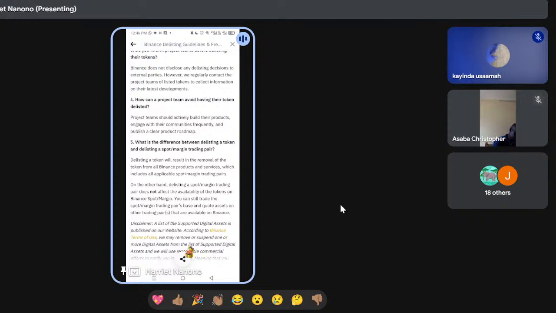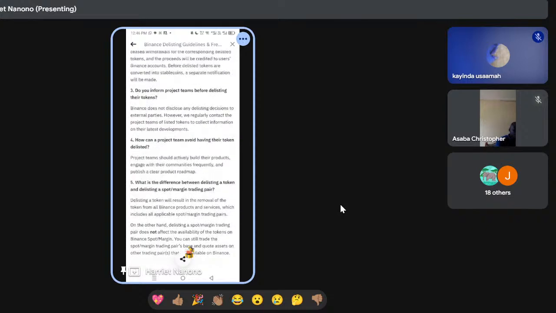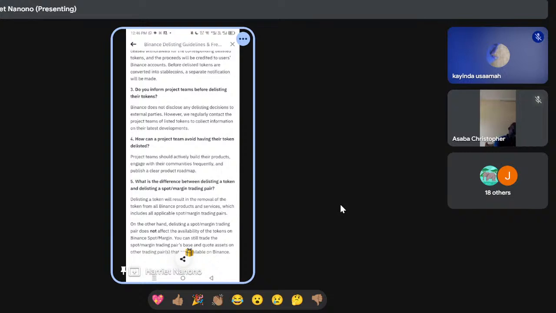The difference of delisting a token and delisting a spot and margin trading pair. When they say that we are delisting a token, they might have delisted it from spot trading, from margin trading, from futures trading, and all other Binance products. But again, they can also delist a pair, maybe in futures, when the spot pair is still there. Most times when they are delisting, they specify whether they are delisting a spot and margin trading pair or they are delisting the token totally. So those are the things.